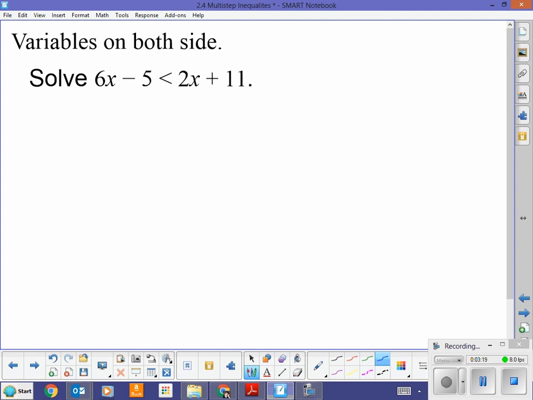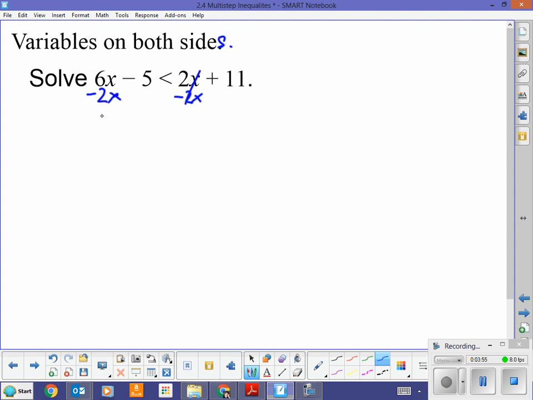This example has variables on both sides. And we'll use the same thing that we did in the equations. We want to get the variable terms on one side and the constants on the other, and then simplify after that. Okay, so both sides are already simplified in terms of I can't add like terms on either side. So I'm ready to move my variable terms. I'm going to subtract 2x out of this side. And if I do that, I must also do it to this side.